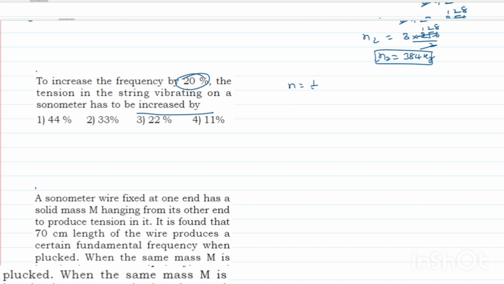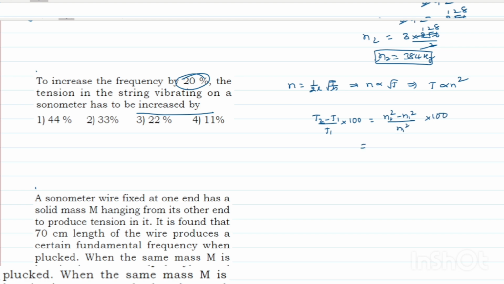Now here n equals 1 by 2L into root over T by mu. So here n is directly proportional to root T, which is nothing but T is directly proportional to n square. So the tension in the wire on the sonometer can be increased by T2 minus T1 by T1 into 100, and here with n square it is n2 square minus n1 square by n1 square into 100, students.